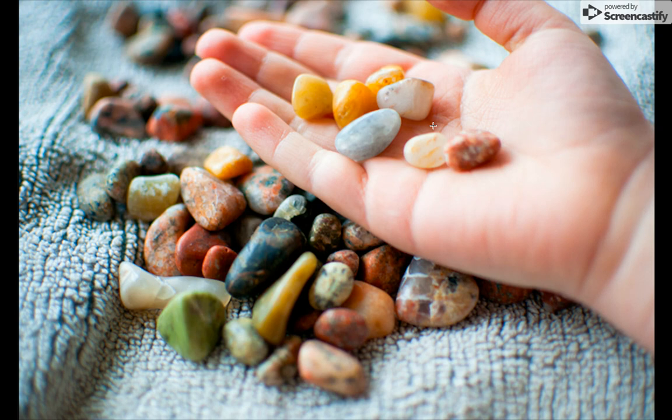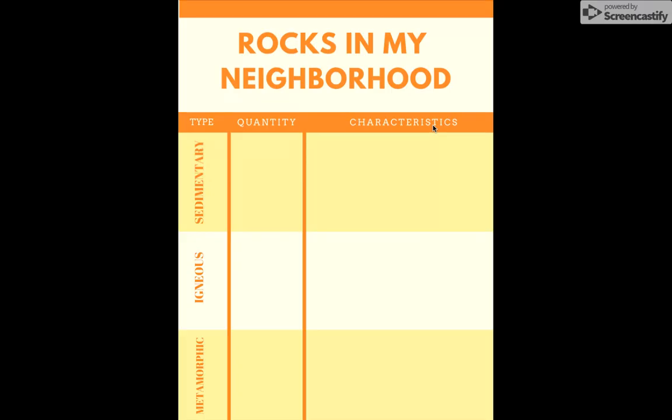So after students bring in their rocks, they're going to identify their rocks as one of the three major types of rock: metamorphic, igneous, and sedimentary. They're going to list the quantity of rocks that they have for each type and the general characteristics that all the rocks share within their major type. So students are going to analyze this data. This kind of brings in the math cross-discipline with organizing information and data within a chart.